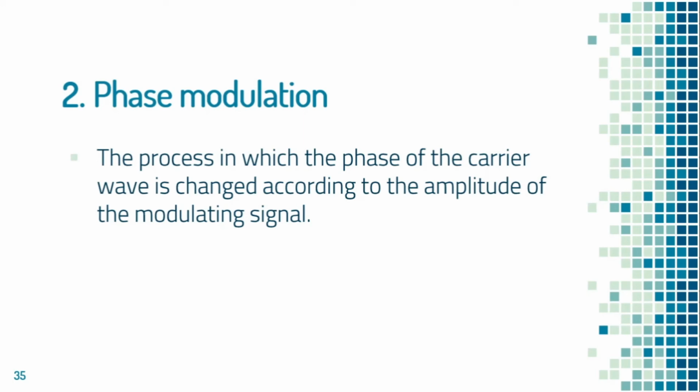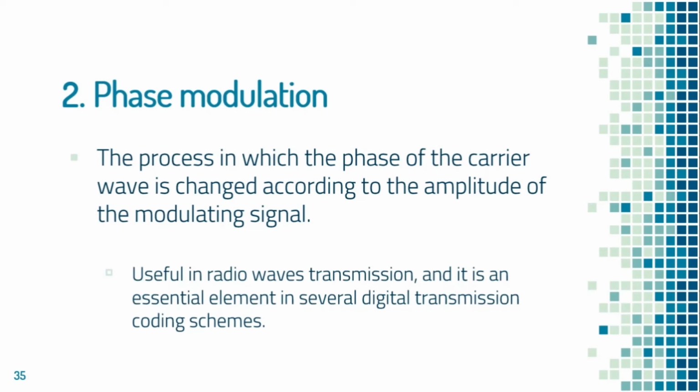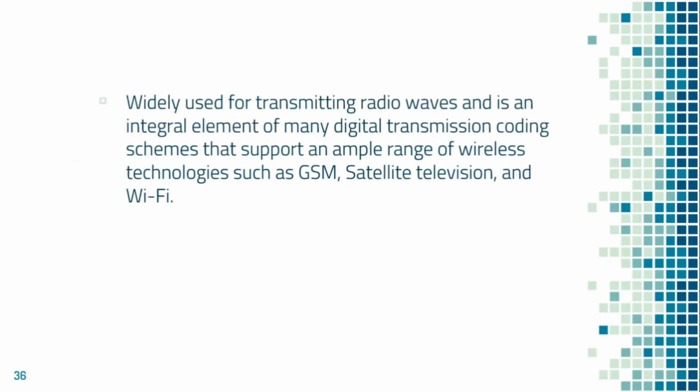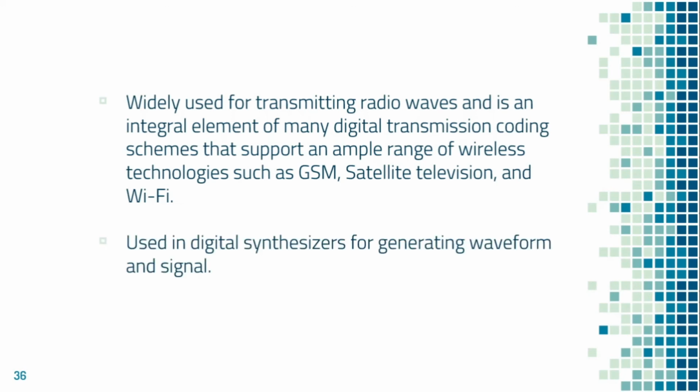of the modulating signal. It is useful in radio waves transmission, and it is an essential element in several digital transmission coding schemes. It's also widely used for transmitting radio waves and is an integral element of many digital transmission coding schemes that support an ample range of wireless technologies such as GSM, satellite television, and wireless fidelity or Wi-Fi. It's also used in digital synthesizers for generating waveform and signal.